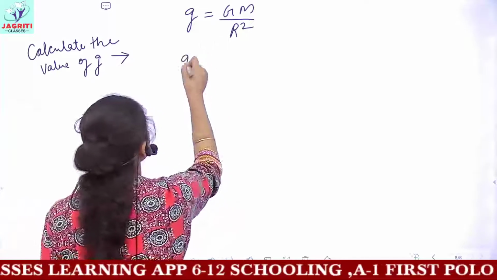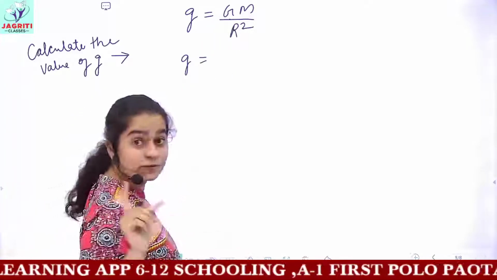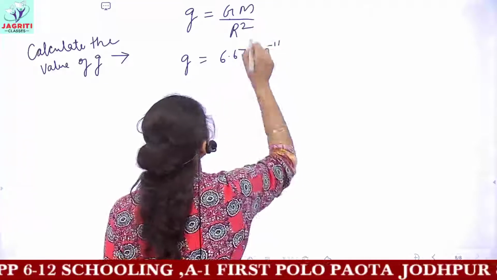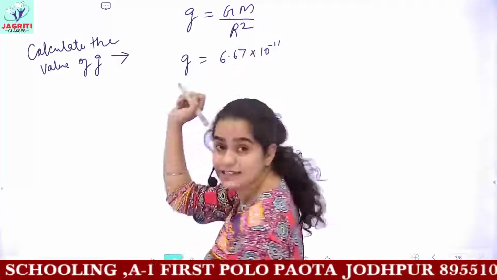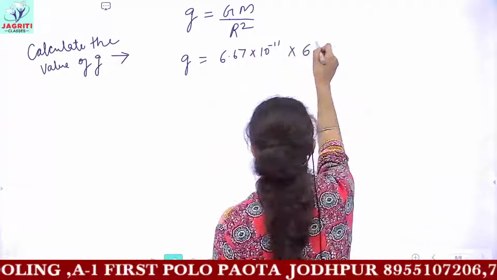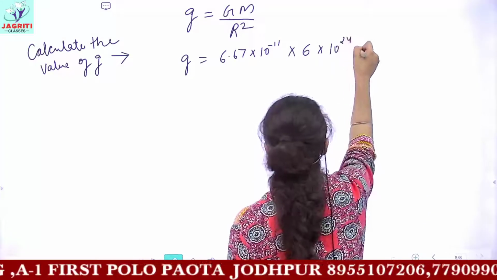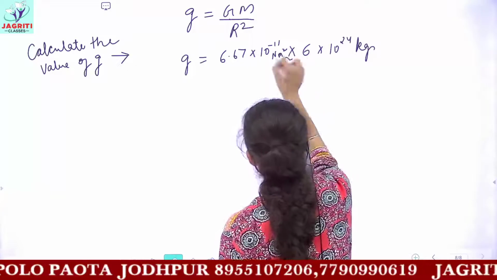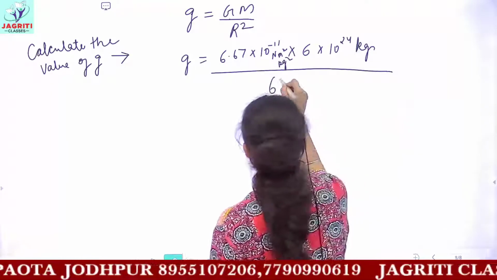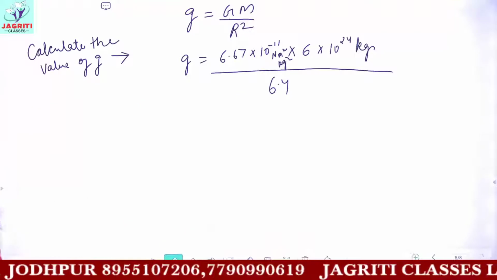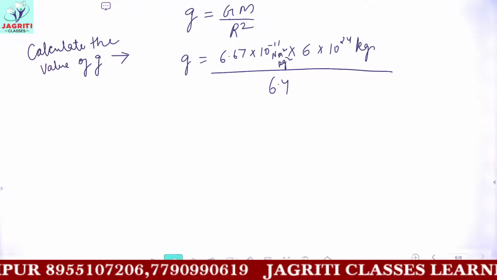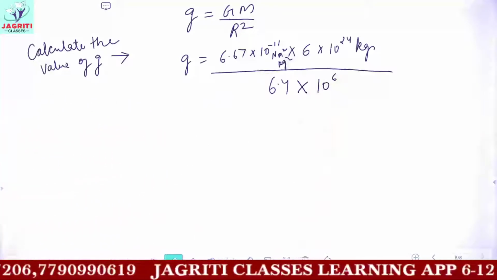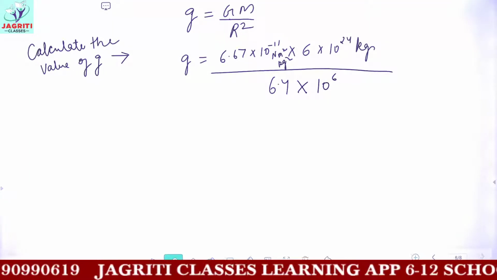You would say the value of capital G is 6.67 into 10 raised to the power minus 11 Newton meter square per kg square. The mass of Earth is 6 into 10 raised to the power 24 kg. And then the radius of Earth, which you are given in the books, is 6.4 into 10 raised to the power 6 meter. So these are the values of mass and radius of the Earth which are given in your books.